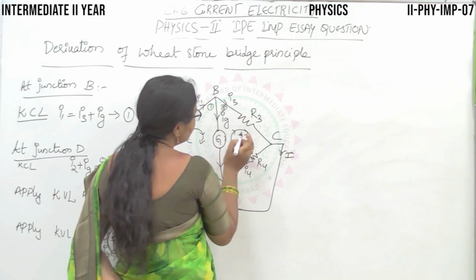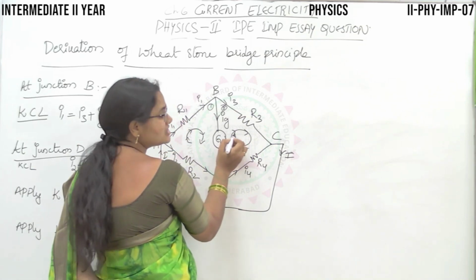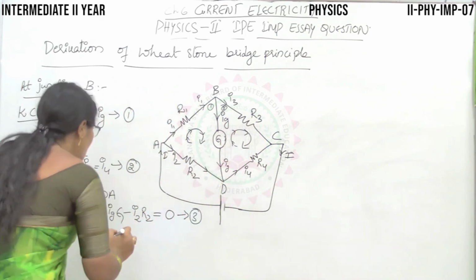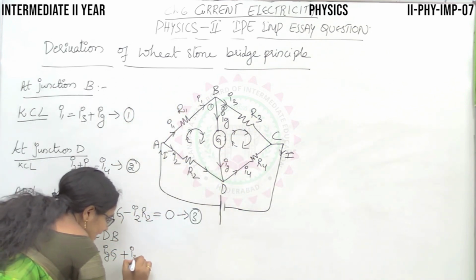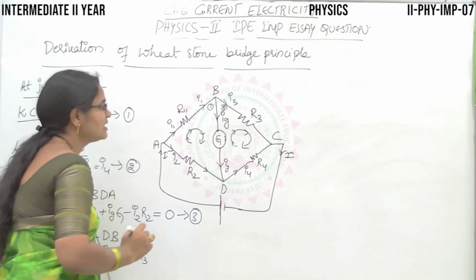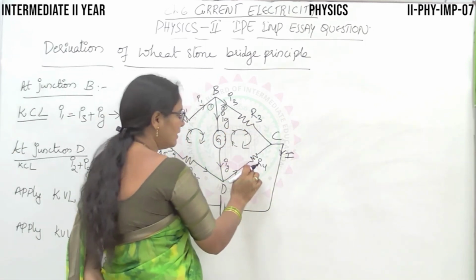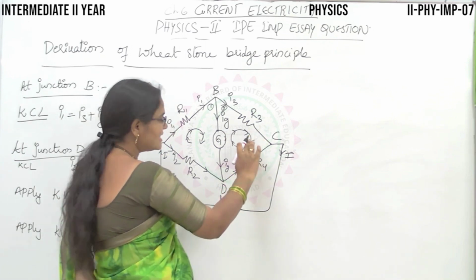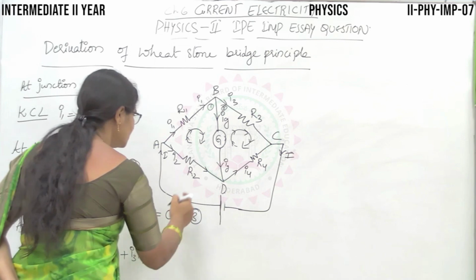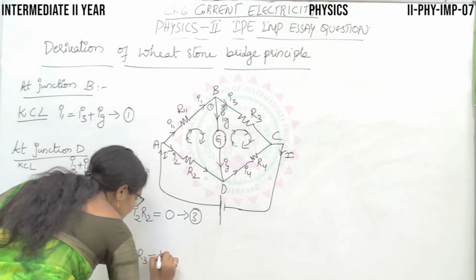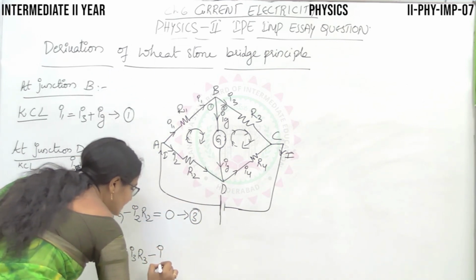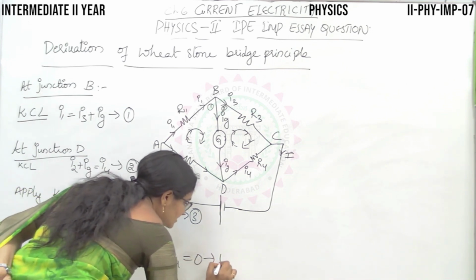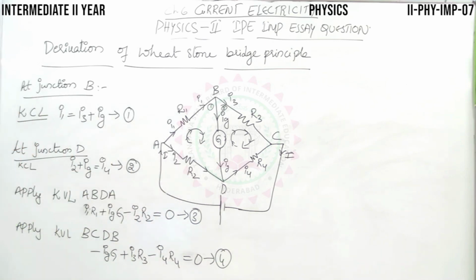Now here, this is our assumed current direction, and this is our original current direction. Both are in the same direction, so go with plus I3 R3. Next, coming back to this arm, your assumed current direction is opposing the original current direction, so again you have to go for minus. So what is that? Minus I4 R4 is equal to 0. Let this be equation number 4. Is it clear?